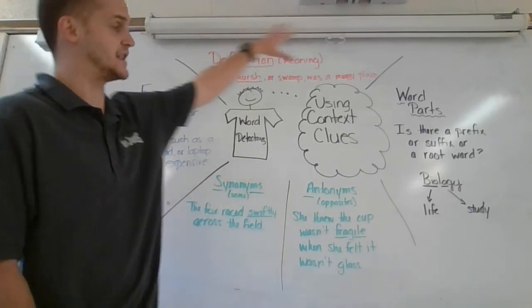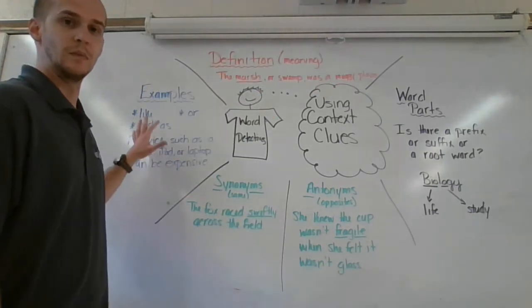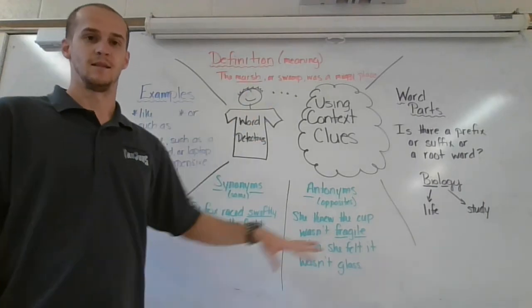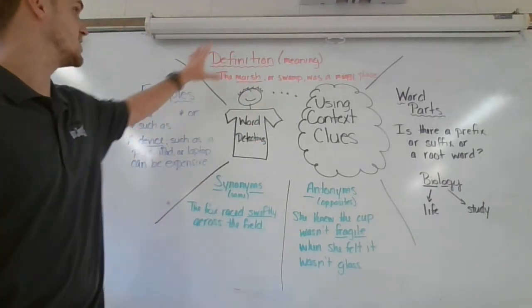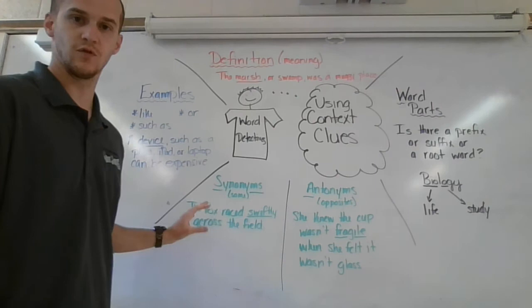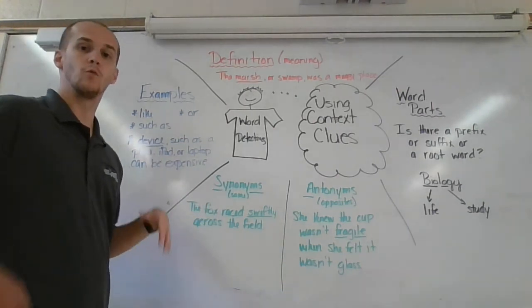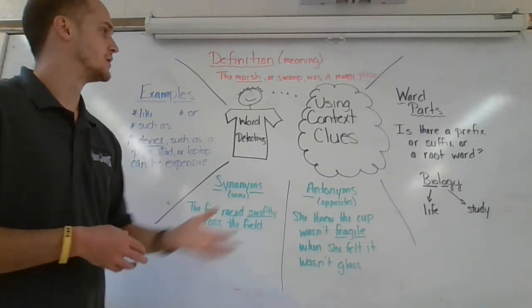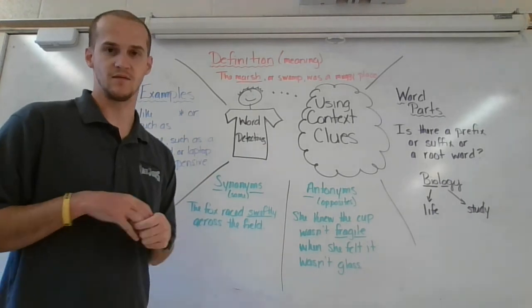But we're going to stop with these 5 for right now. Be sure that you have this chart. And like I said, these are the 5 simple examples. We're going to add to this so that we can become better readers through becoming word detectives and using our context clues.